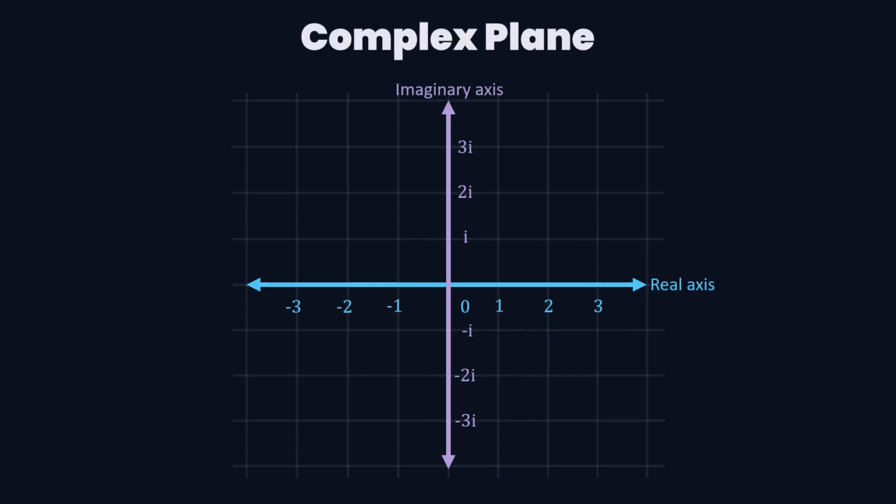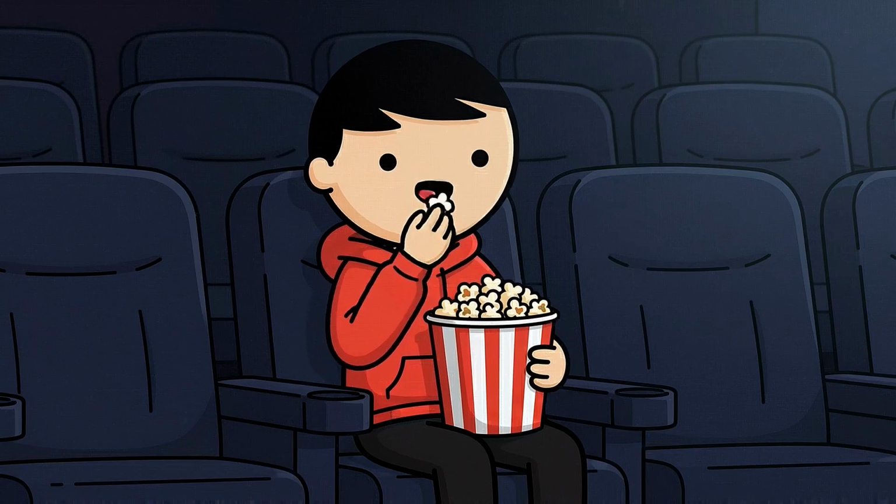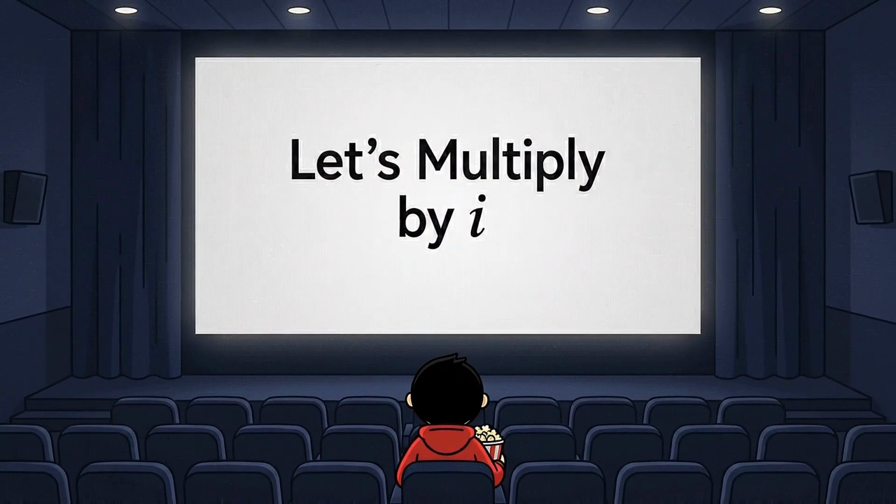To plot 3 plus 2i, we move 3 units right along the real axis, then 2 units up parallel to the imaginary axis. From 0, we draw an arrow to the point where we stopped, and that arrow represents 3 plus 2i. But here's where it gets really interesting. Watch what happens when we multiply by i.